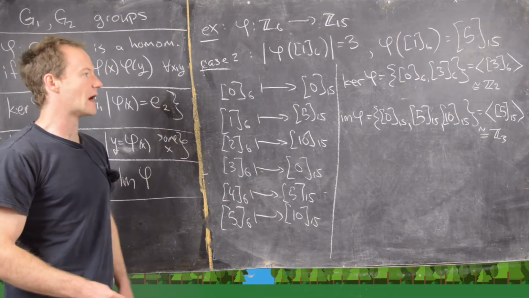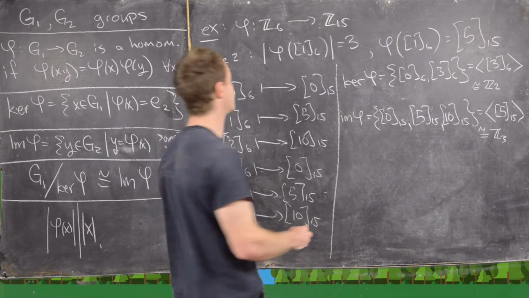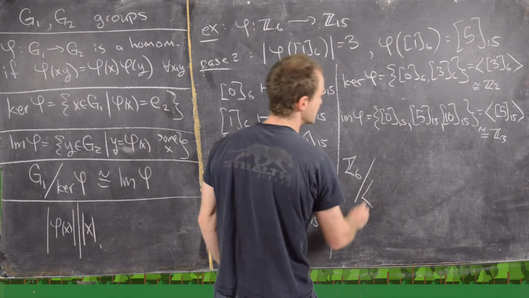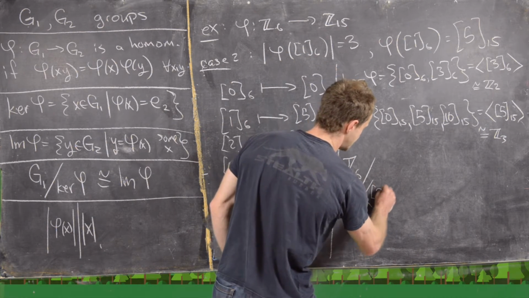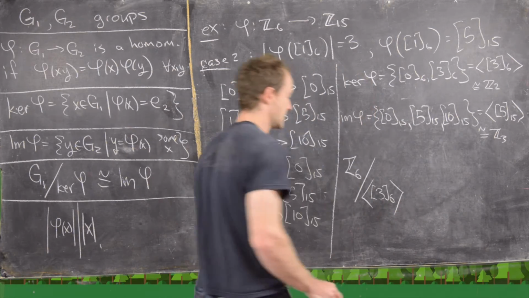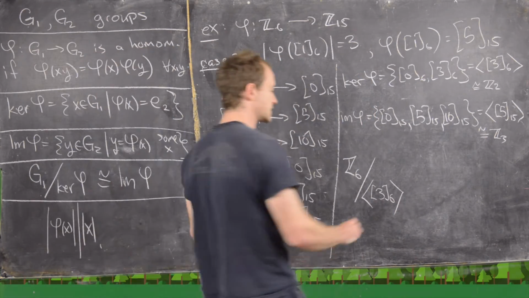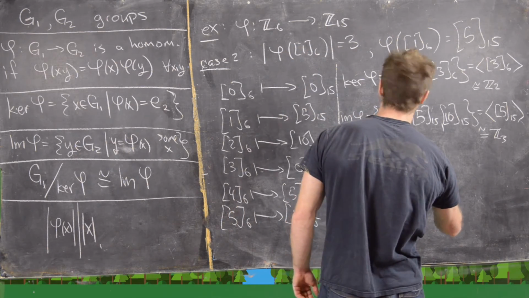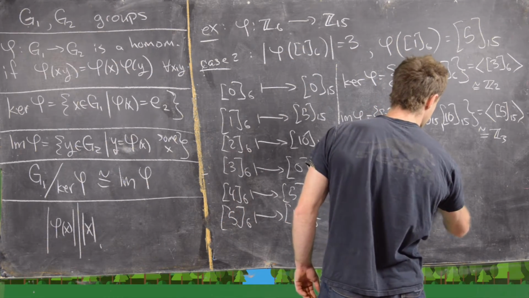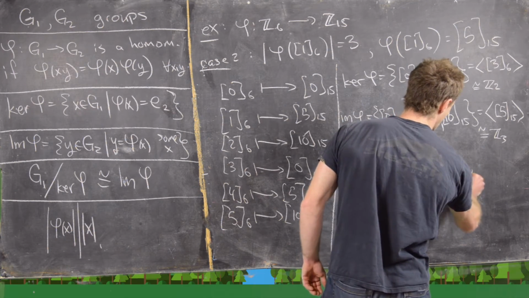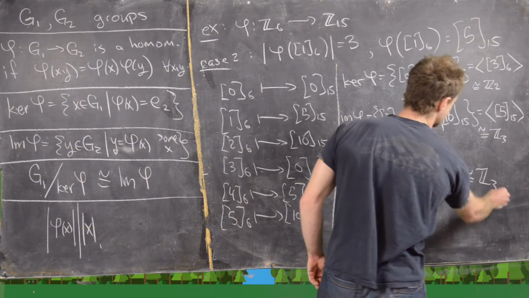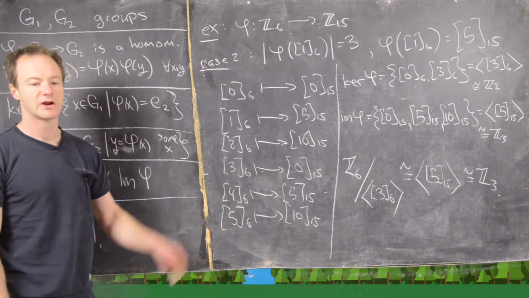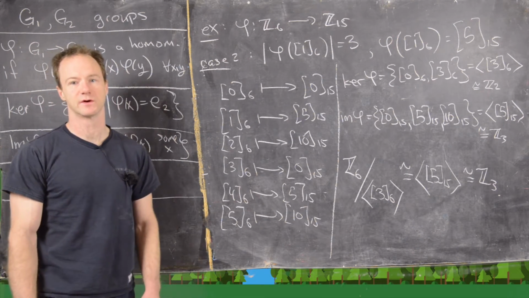Okay, good. Now we can apply the first isomorphism theorem to say that Z6 mod this cyclic subgroup generated by 3 is going to be isomorphic to the cyclic subgroup inside of Z15 generated by 5, which itself is isomorphic to Z3. Okay, good. So I'm going to go ahead and clean up the board, and then we're going to do some more examples.